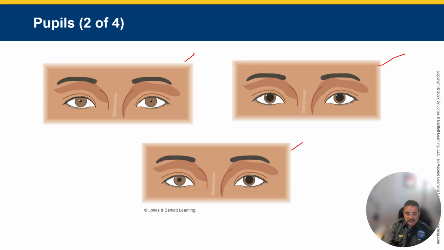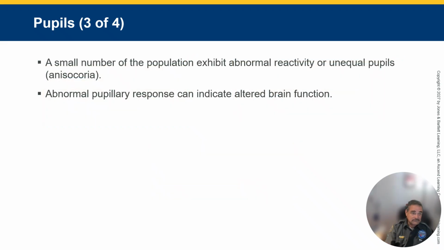And then finally, you have unequal pupils. Unequal pupils can also be naturally occurring in a patient if they have a condition called anisocoria. That's a test question on National Registry. Naturally occurring unequal pupils can be caused by a genetic inherent disposition called anisocoria. A small number of the population have abnormal reactivity or unequal pupils, that's what we were just talking about, the anisocoria test question. And abnormal pupil response can indicate altered brain function. So that's for sure something we need to look out for.